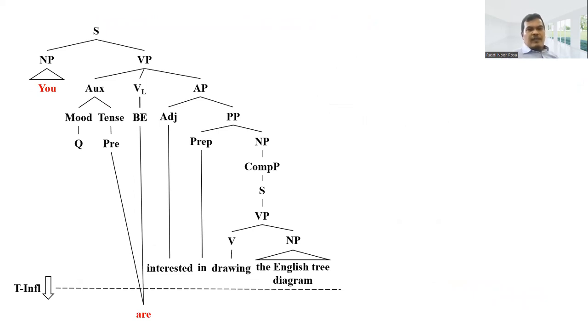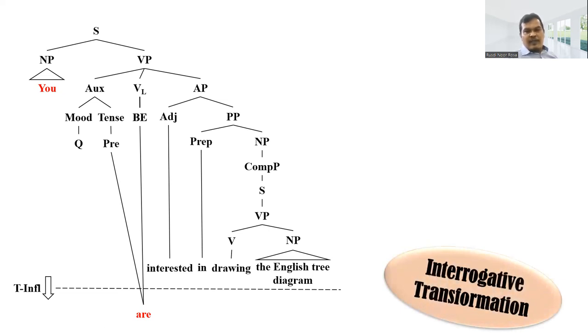Now let's continue with the question transformation. So here you are, this is what we have. After we transform the deep structure into the gerund form, we have here, you are interested in drawing the English tree diagram, and now we transform it into an interrogative sentence. So we have here yes/no interrogative transformation because we don't use a question word in this sentence. Now, what we need to do is to move the auxiliary to precede the position of NP. So it comes before the NP.